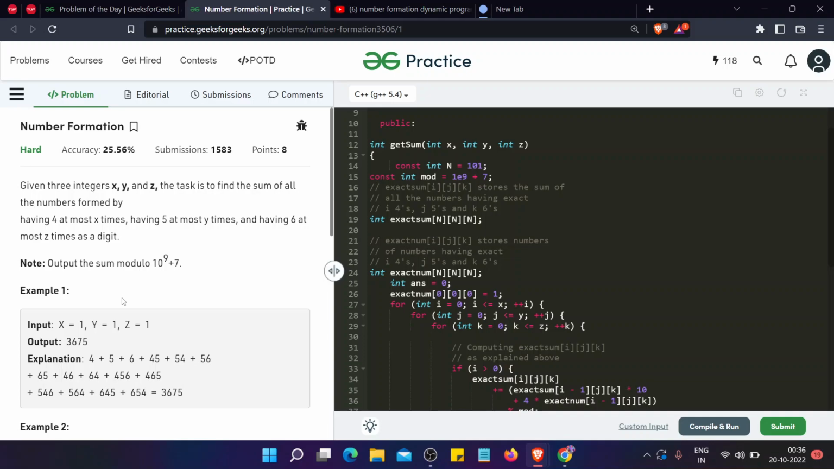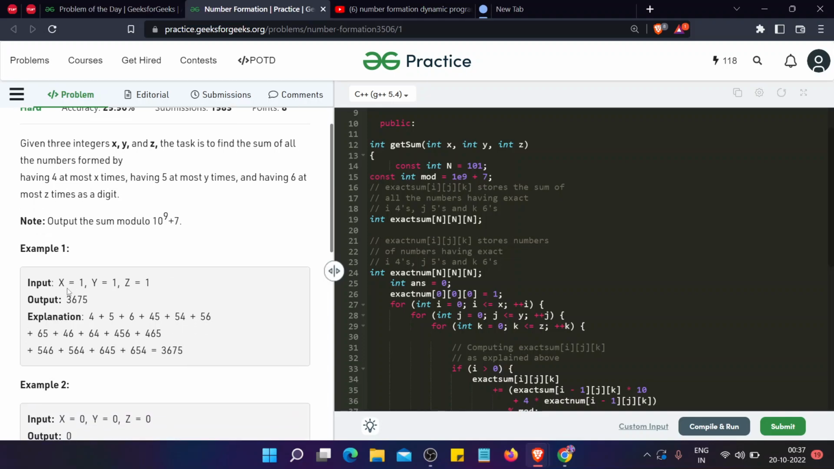We are given three integers x, y, z, and the task is to find the sum of all the numbers found by having four at most x times, having five at most y times, and having six at most z times as a digit. So the output of the sum should be modulo 10 to the power 9 plus 7. Okay, so let's see with an example.